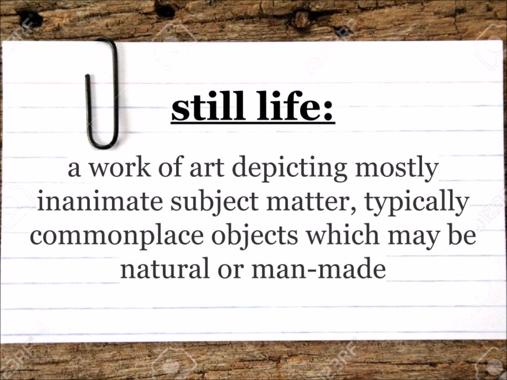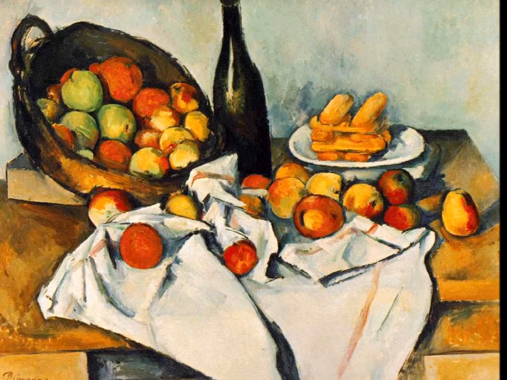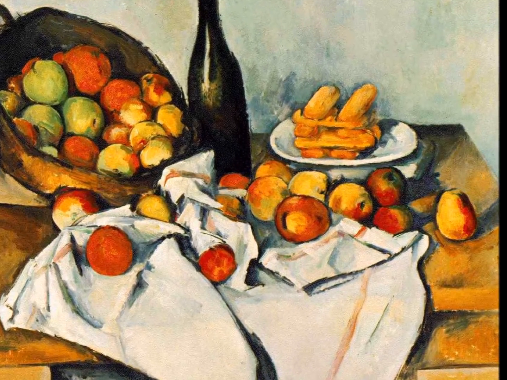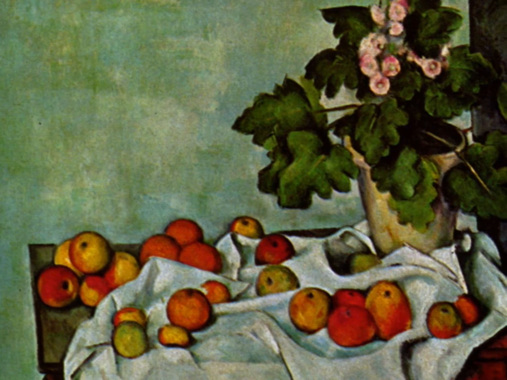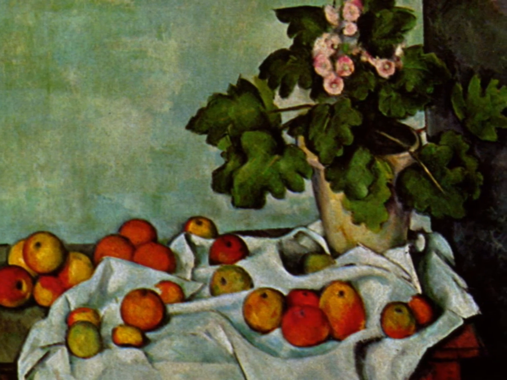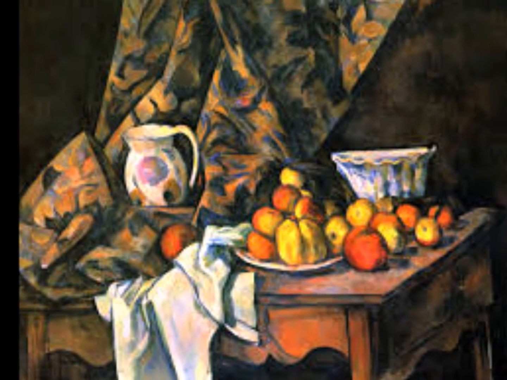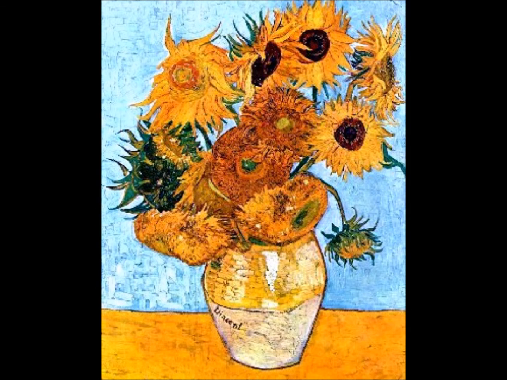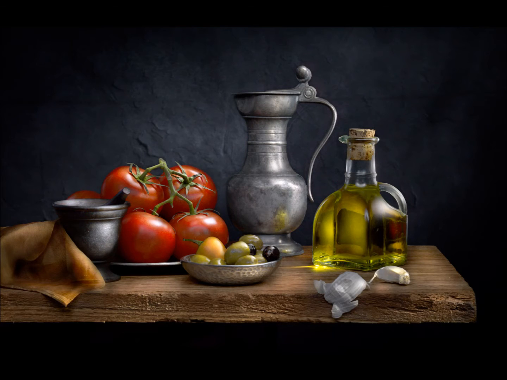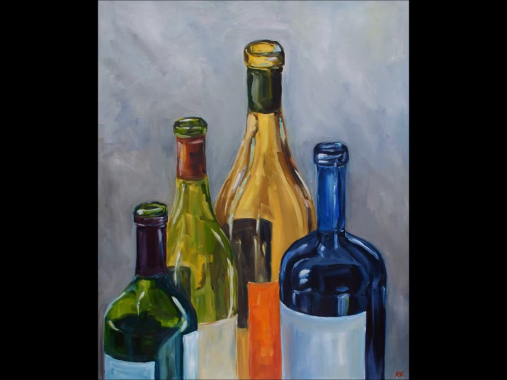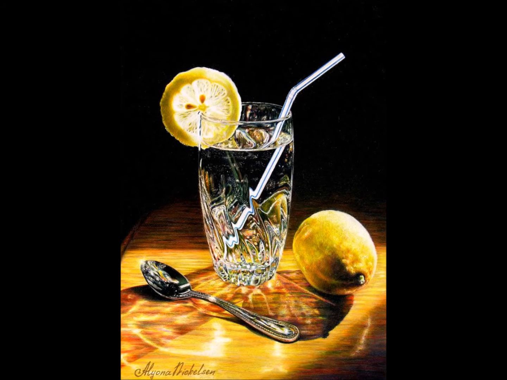So as you guys know, you'll be doing a pastel still life drawing. Still life is a work of art depicting mostly inanimate subject matter, typically commonplace objects that may be natural or man-made. So these are some still lifes by Paul Cézanne. He was a very famous still life painter. And you guys can see that he uses a mixture here of different fruits, baskets, bottles, tablecloths, tables, flowers. These are all very popular still life objects. Here's some by a few other artists as well. And here's some more modern still life examples.